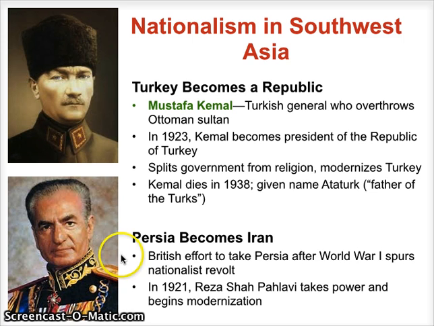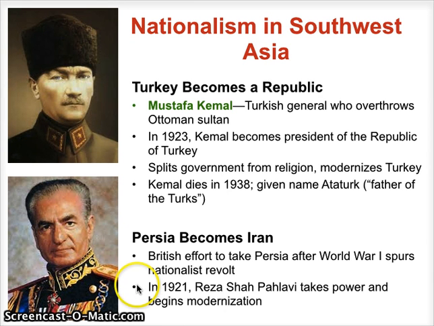In Persia, we have a very similar thing happening to Turkey. Now, first of all, after World War I, the British try to take over Persia. They're basically seeing Persia as a possibility of another colony. This ends up sparking a nationalist revolt. And the British are unsuccessful. They cannot take over Persia.